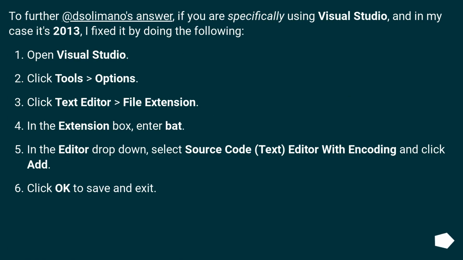To further Solimano's answer, if you are specifically using Visual Studio, and in my case it's 2013, I fixed it by doing the following. Open Visual Studio. Click Tools > Options. Click Text Editor > File Extension. In the extension box, enter BAT. In the editor drop-down, select Source Code (Text) Editor with Encoding and click Add. Click OK to save and exit.